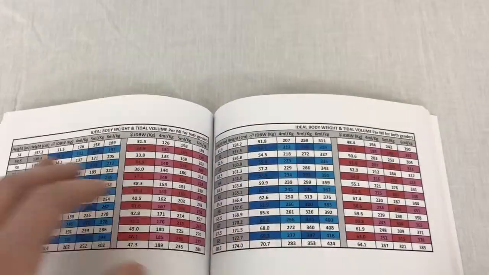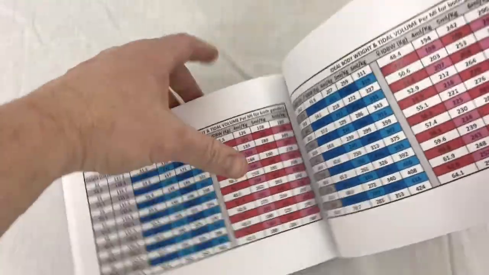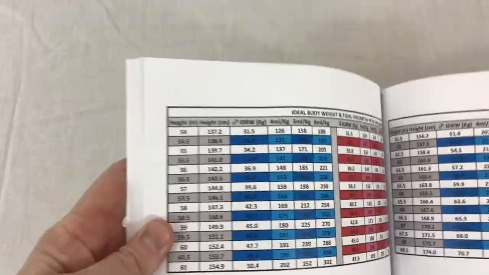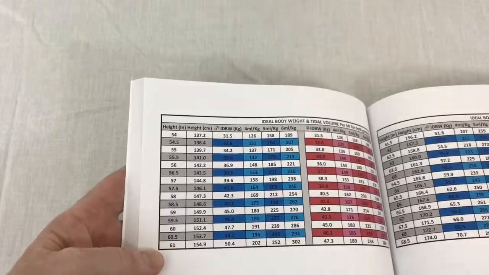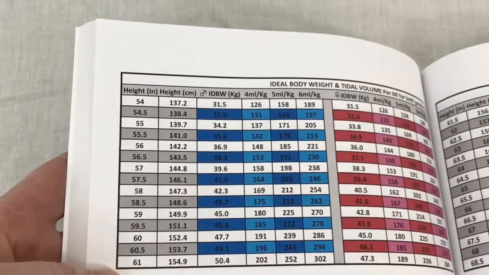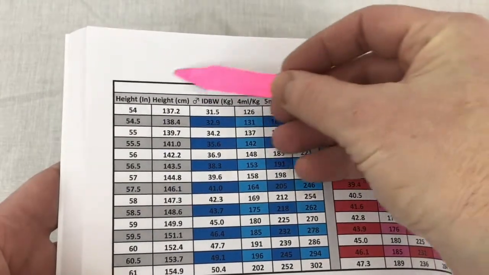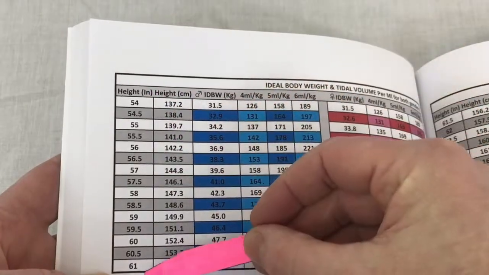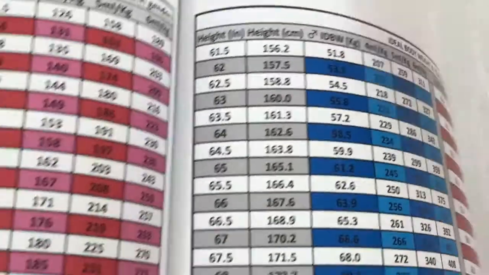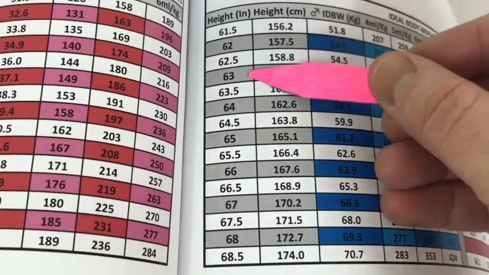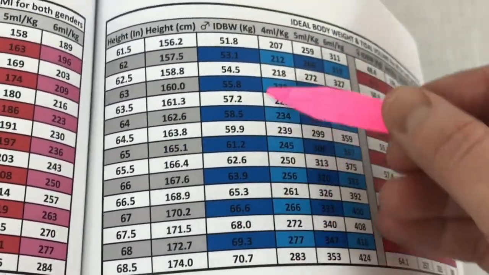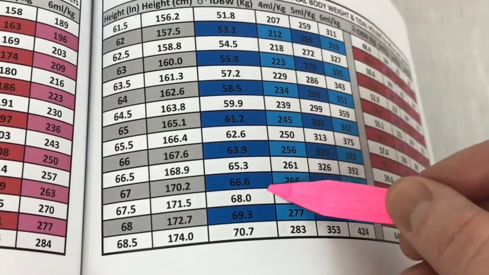I'm going to use my lung protective tabulation book and use my table ideal body weight and tidal volume for both genders. I'm kind of zooming in. And then my patient example is 67 inches. So I'm finding the table that has 67 inches under my height, scrolling down, and as you see, I have an ideal body weight as 66.6.